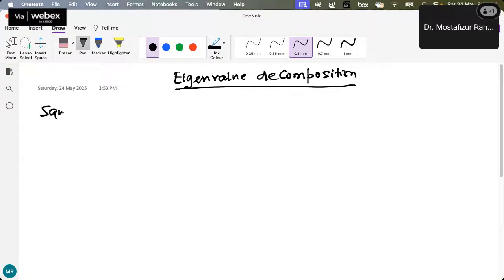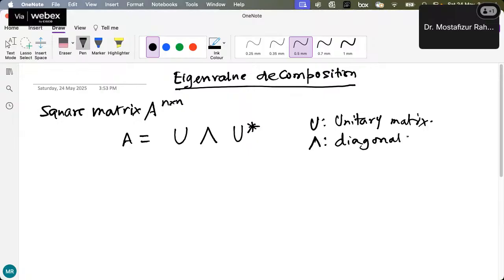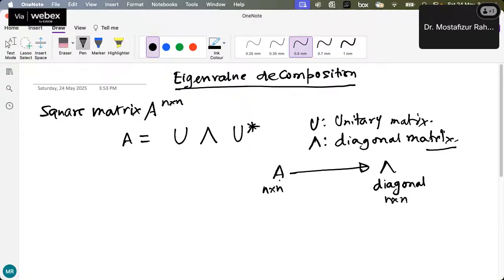So let's take a square matrix A, which is an n cross n matrix. And this A matrix can be represented as U lambda U star, where U is the unitary matrix and lambda is a diagonal matrix. So A was an ordinary matrix. Computationally, how many elements are here? N cross n elements. Now from here, we are going to a diagonal matrix, which is also n cross n. But here, at most, I have n square non-zero elements in A, whereas in lambda I have only n non-zero elements.